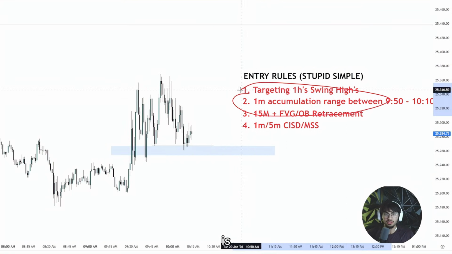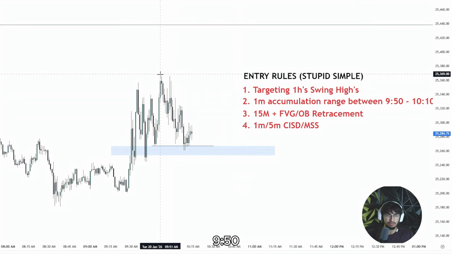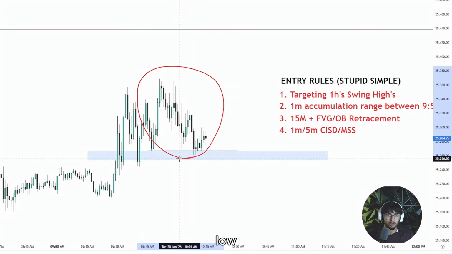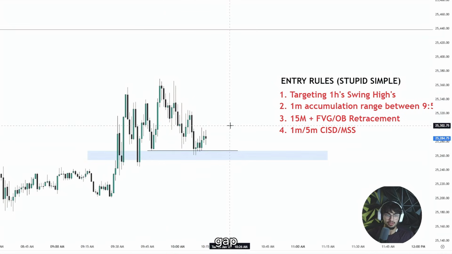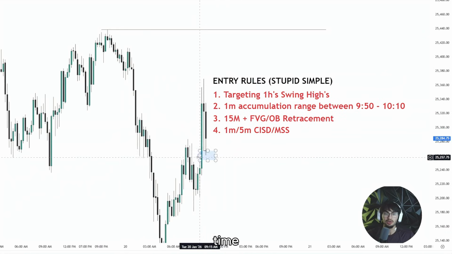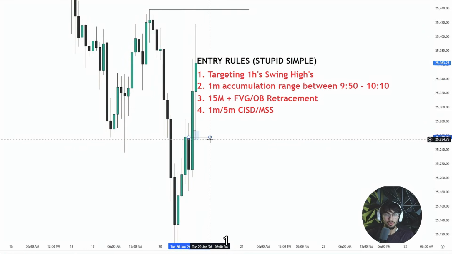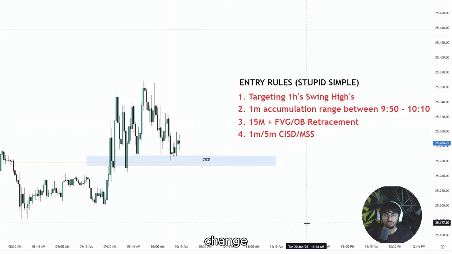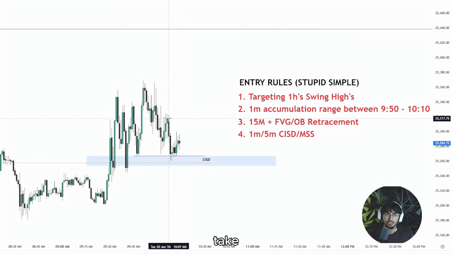And now the second thing is having an accumulation range between 9:50 and 10:10. So we have this accumulation range high and we have this accumulation range low. Below this range low we have a 15-minute fair value gap resting, as you can clearly see on the higher time frame. We're also tapping into a 1-hour order block here as well. And at this point, all we need is a confirmation, which is a 1 or 5-minute change in the state of delivery. So in order for us to take our position, we would wait for a candle body closure above here.